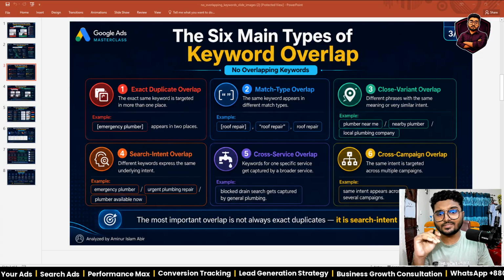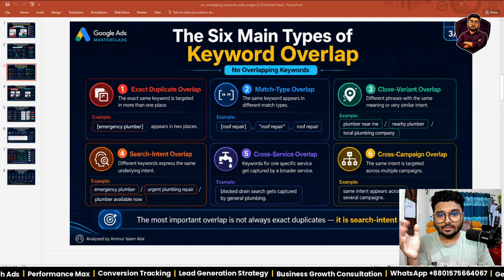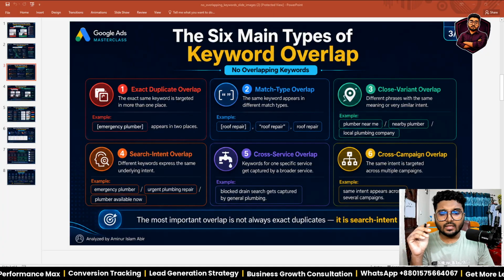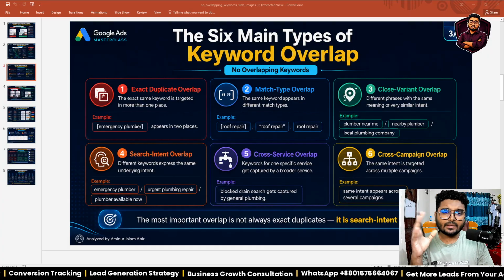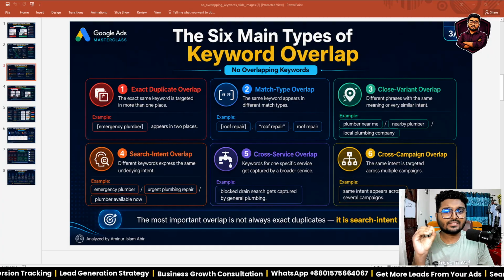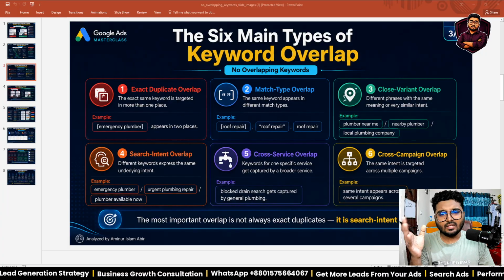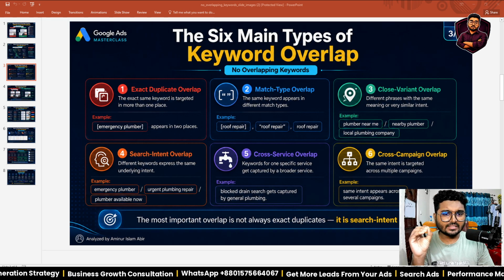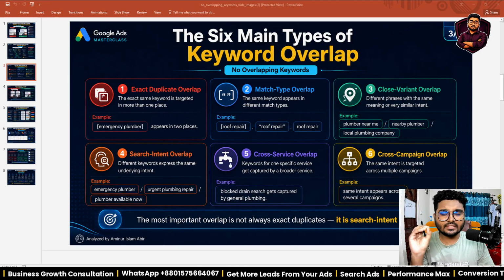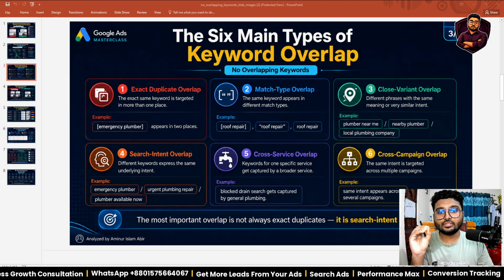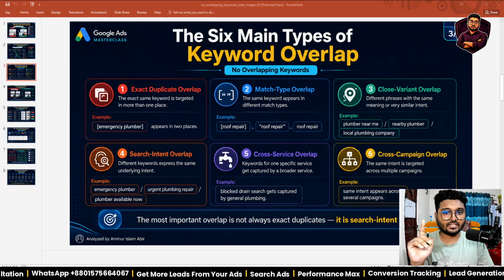For example, a plumber, blocked drain, may rotate to general plumbing instead of drain cleaning. Type 6: cross campaign overlap. Several campaigns may target the same customer intent. For example, in Dallas, a plumbing campaign, a high priority lead campaign, and a broad mass testing campaign may all become available for a similar search. The biggest problem is that overlap usually happens at the search intent level, not only at the keyword text level. The keywords can look different but still compete to control the same customer journey.